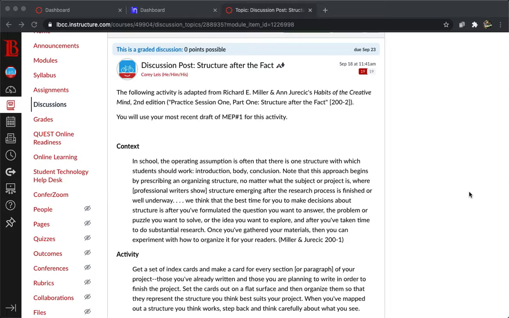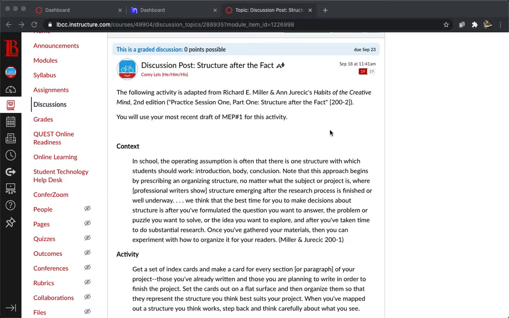So, I've been getting some questions from some of you regarding this activity structure after the fact. And so, I want to make sure that we're all clear on what this is. Going through and reading some of the responses so far, it's clear I need to explain this a little bit more, which is fine. So, sit tight. Let's go ahead and go through this.